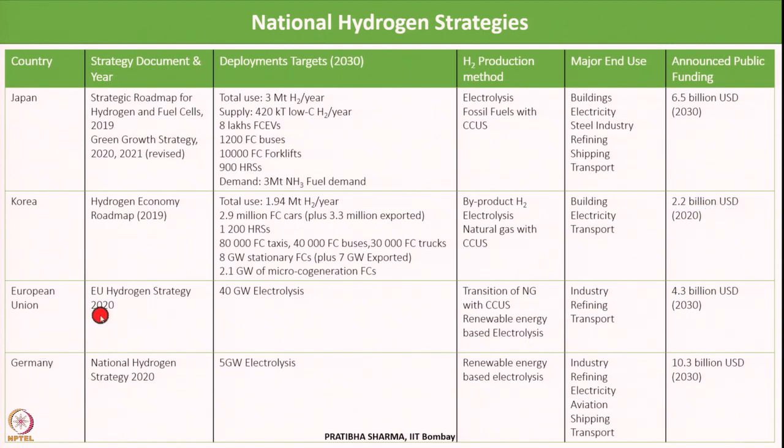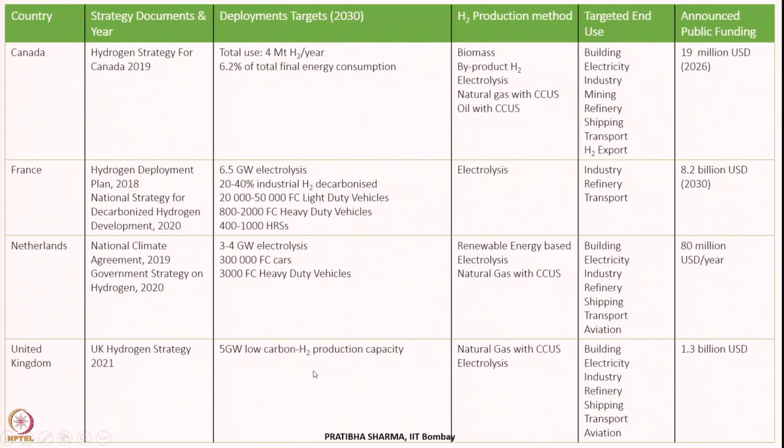European Union came up with European Union Hydrogen Strategy 2020, and the major deployment target is 40 gigawatt of electrolyzers, which will meet the requirement of industry, refineries and transport, with a funding of $4.3 billion. Similarly, several other countries have come up with their strategies, like Germany with a target of having 5 gigawatt of electrolysis installed by 2030.